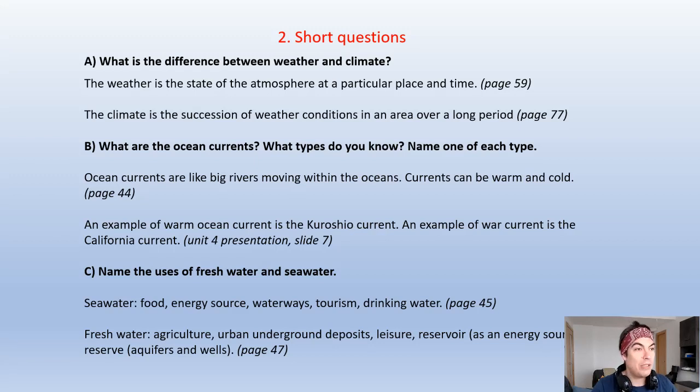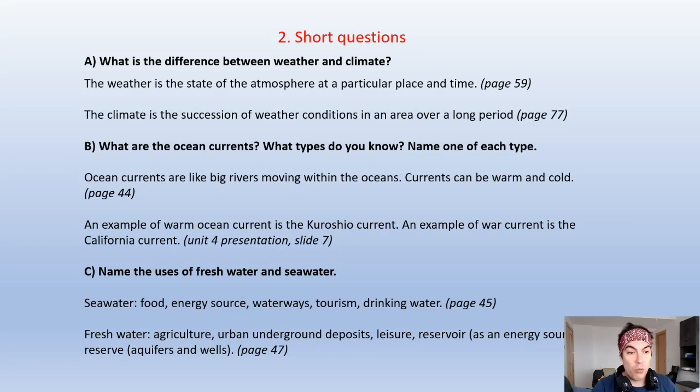But for example, if we were in August, it would be summer, and the usual weather conditions in August are sunny sky and high temperatures. This happens every year. It repeats every year. Why? Because the climate is the same. So that's the succession of weather conditions over a long period. Because the climate is a cycle, a cycle of weather conditions.